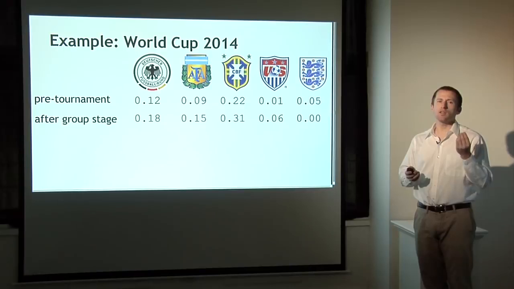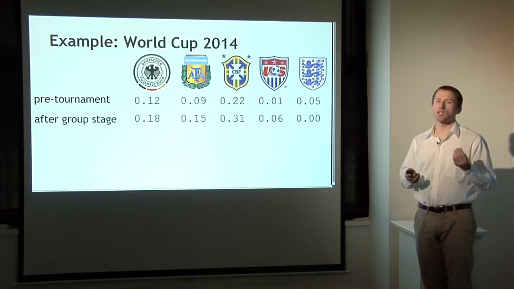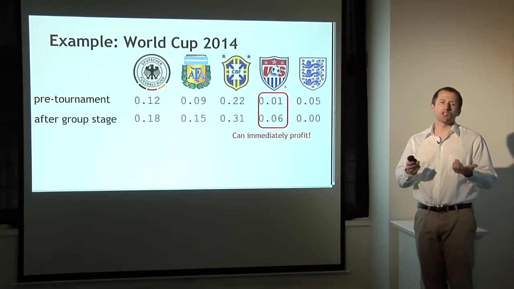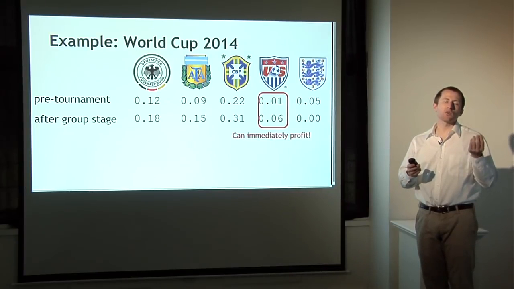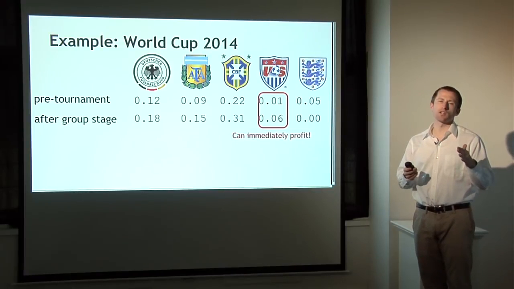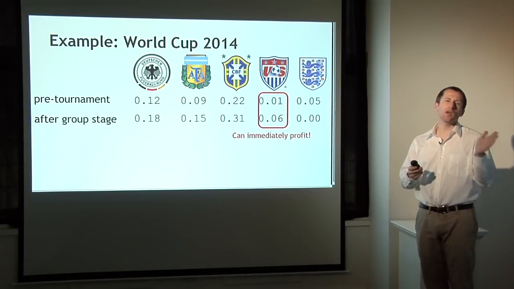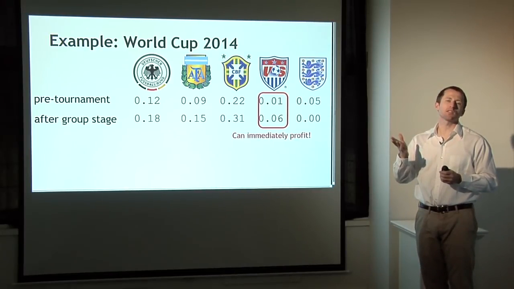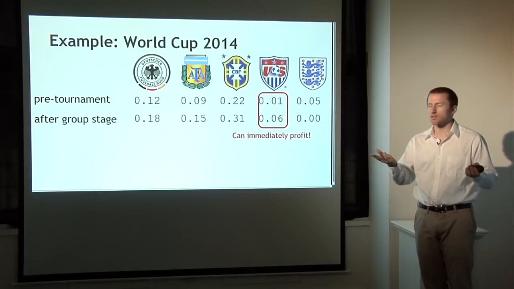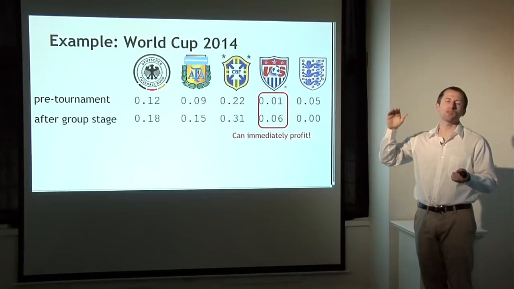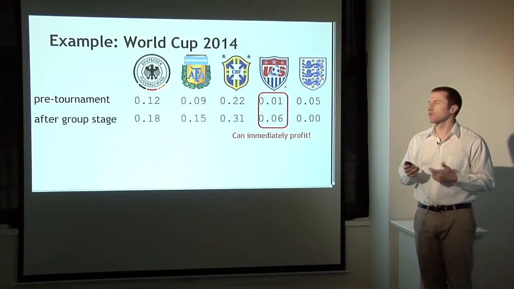And now here's the key insight, the most important thing to understand about prediction markets. If you had thought to buy US shares in the beginning when they were very cheap, when they were selling for 1 cent, you could sell them immediately after the group stage for 6 cents. You wouldn't have to wait till the end of the tournament. You could immediately profit, not from the fact that the US team won the whole tournament, because they didn't in the end, just from the fact that people's belief that they had a chance to win the tournament went up after their strong performance in the group stage.